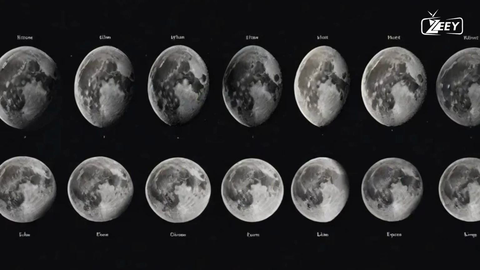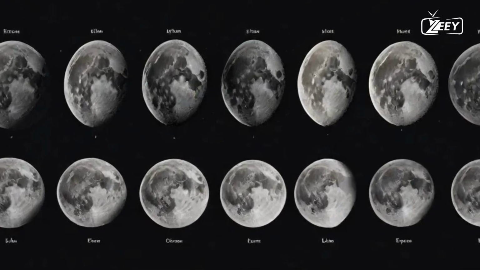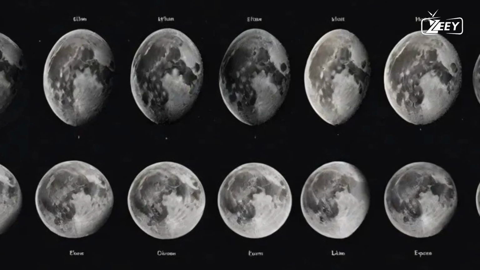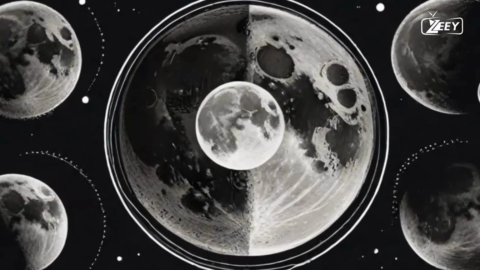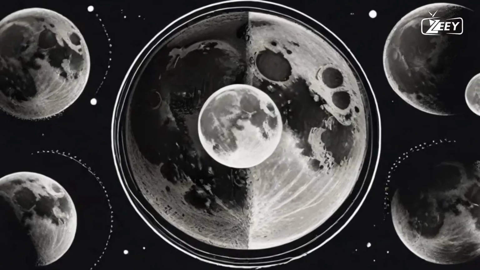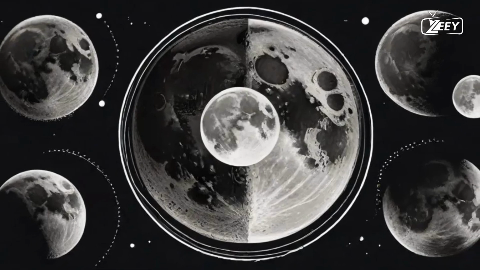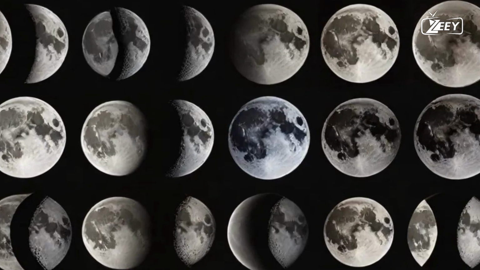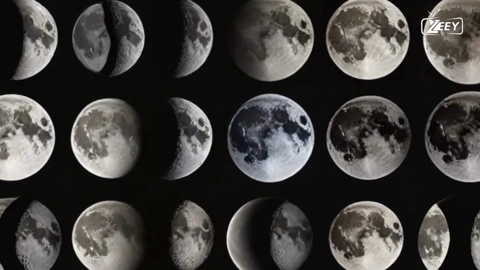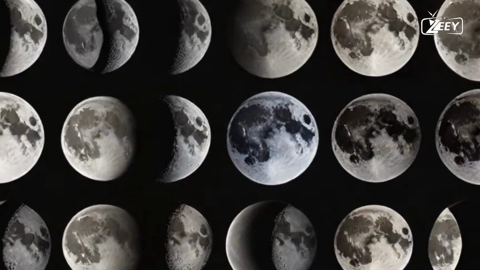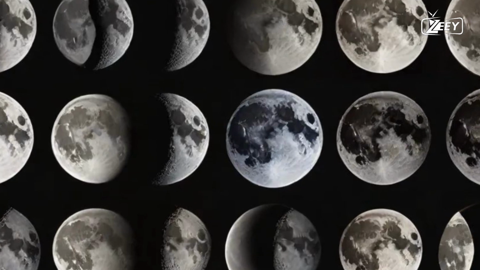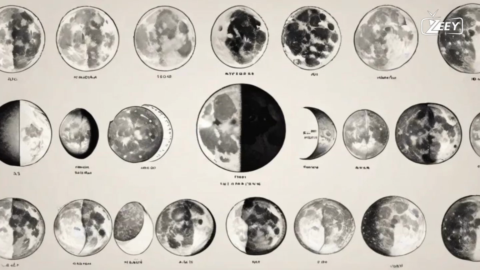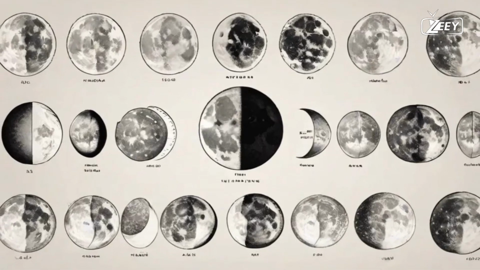This phase encourages introspection, symbolizing rest and renewal as we prepare for the next lunar cycle. It's a time to reflect on our experiences and intentions, setting the stage for new beginnings. In nature, this phase represents the end of a cycle, just as leaves fall from trees to make way for new growth in the spring. It's a reminder that every ending is simply a prelude to a new beginning.